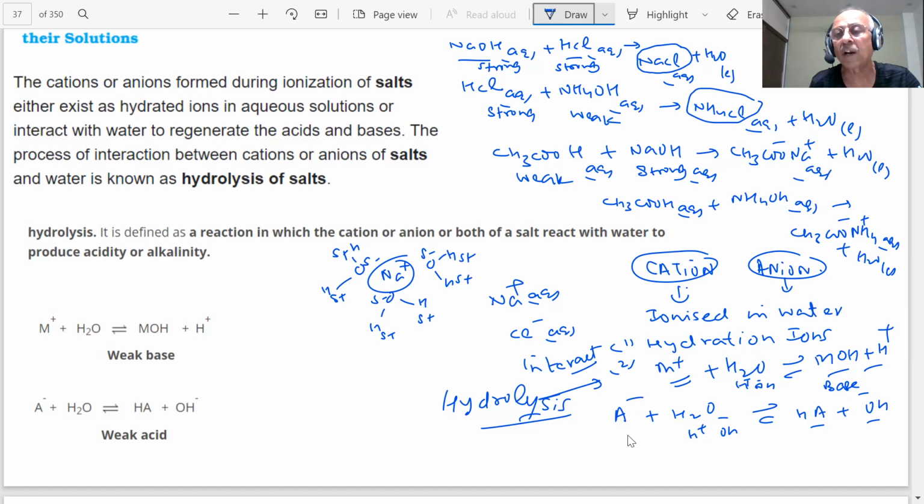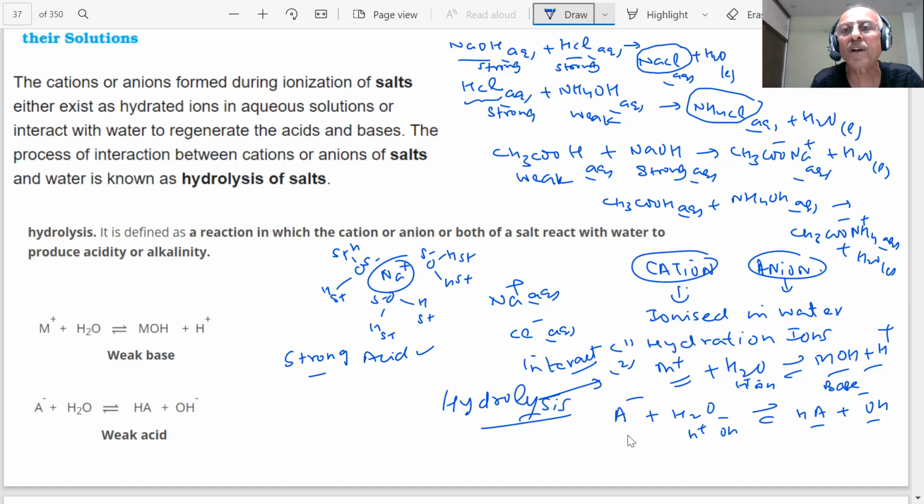The salts on hydrolysis could produce acidic solution, basic solution or neutral solution, students. The important point is, student, if I have the strong acid, what will be the result of that? If HCl is a strong acid, it is giving H plus and Cl minus.